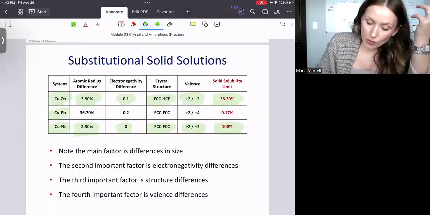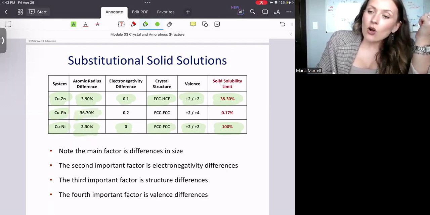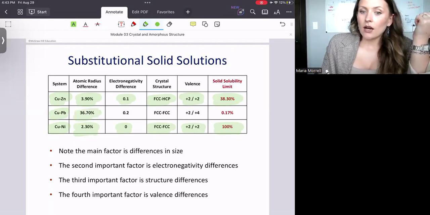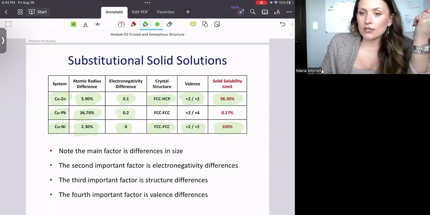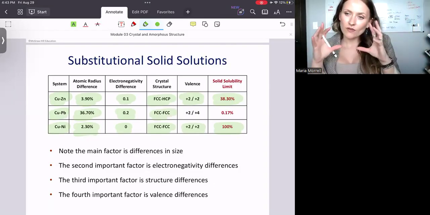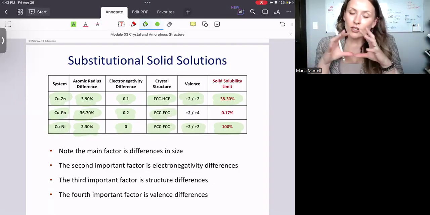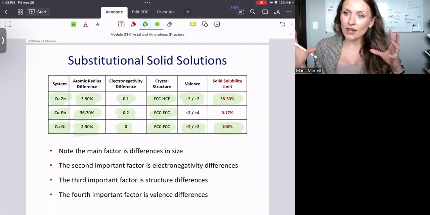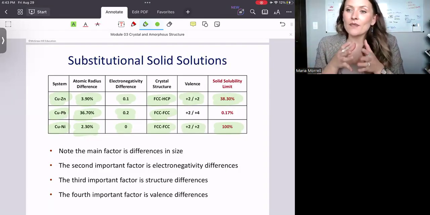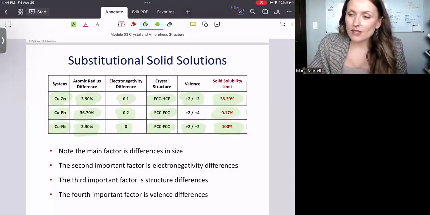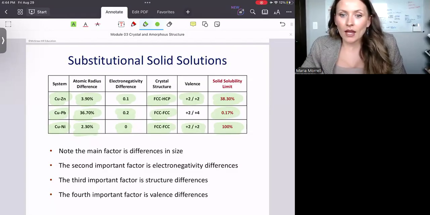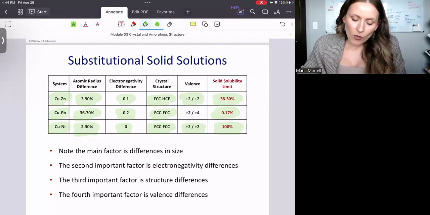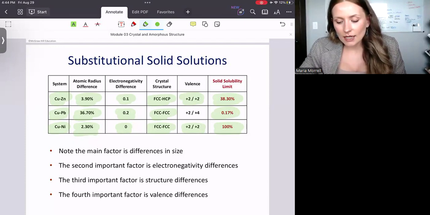Now, if we're looking at copper and lead, again, something to point out is that there is a large atomic difference. There is a rather significant electronegativity difference. They do have the same crystal structure, right? But think about it. Once you envision this FCC, one cube is 40% bigger than the other one. And so this is why the solubility limit drops below 1%. It's 0.17%, okay?